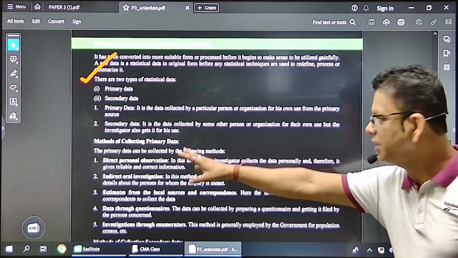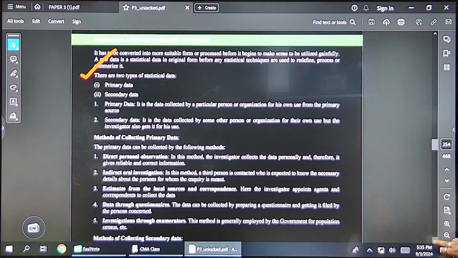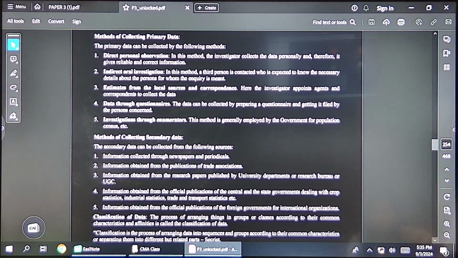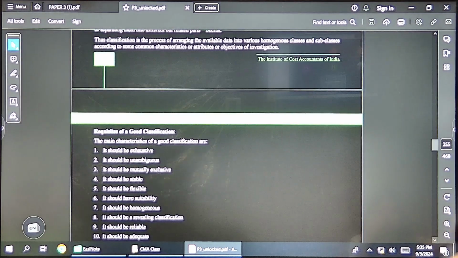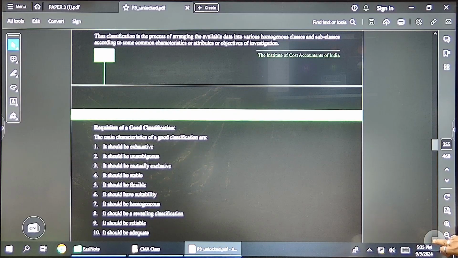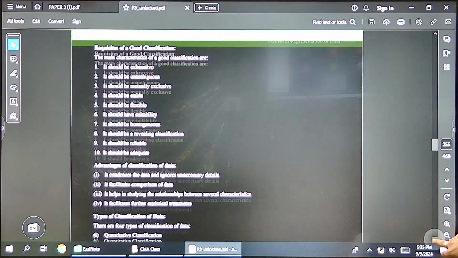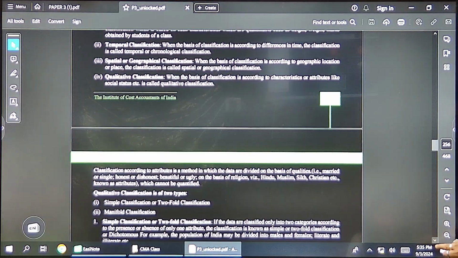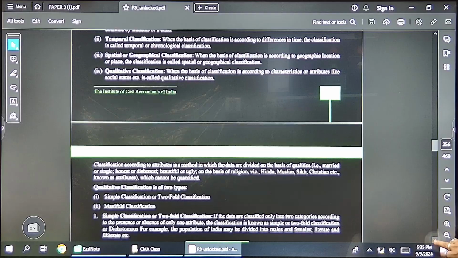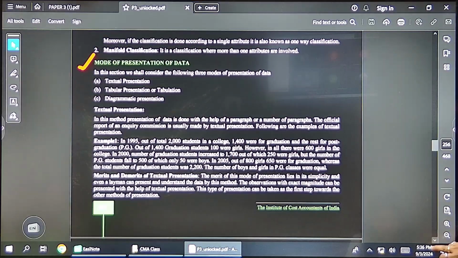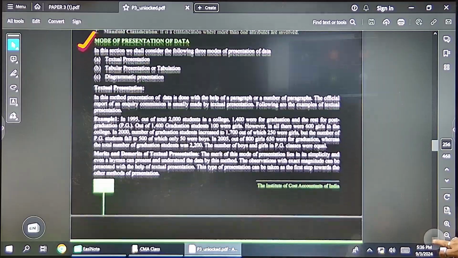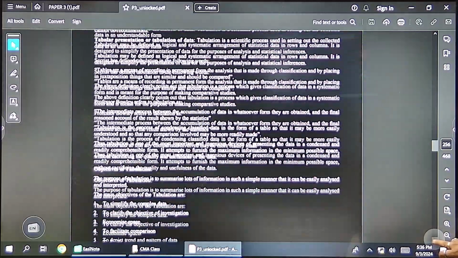Then the methods of collecting primary data, you will go through this. As I told you, primary means we collect by our own, secondary means we collect from any source. Then the requisites of a good classification: how can this data be classified? All these are the introduction topic only. Once again, go through these once. My actual portion starts with 4.1. All right, so I start with 4.1.